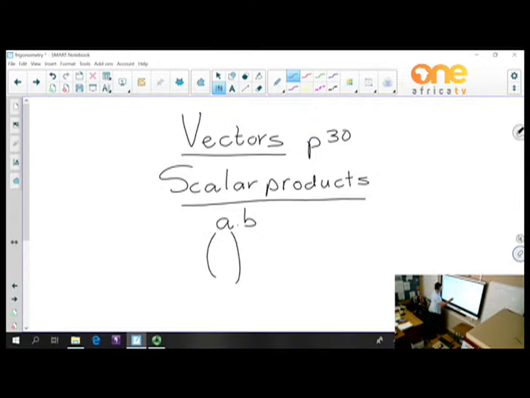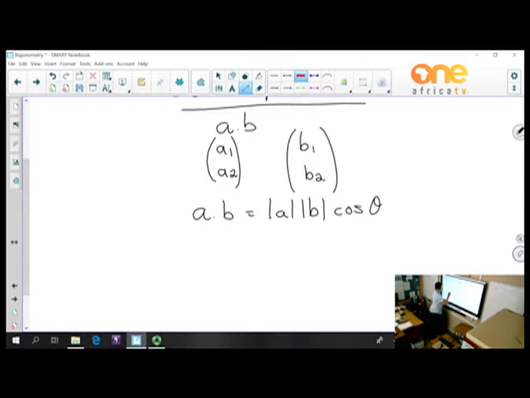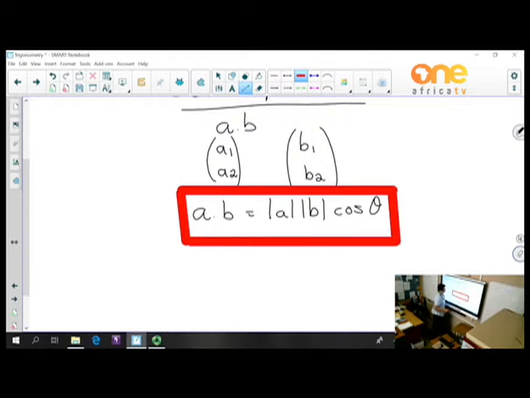So you have a vector here, A1, A2, and we have a second vector here, B1, B2. So this is a column vector and it's just now in 2 dimensions, X and Y. The formula for scalar products is A dot B is equal to magnitude A, magnitude B, cosine theta. This is the basic formula that we're going to use. So there you have your formula. A dot B is equal to magnitude A, magnitude B, cosine theta.